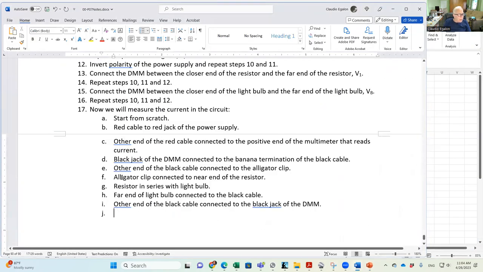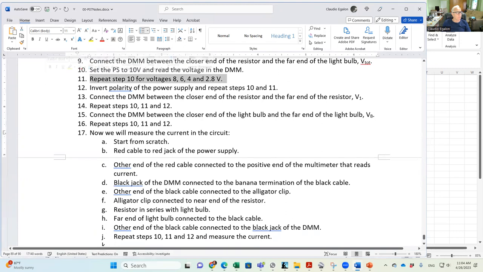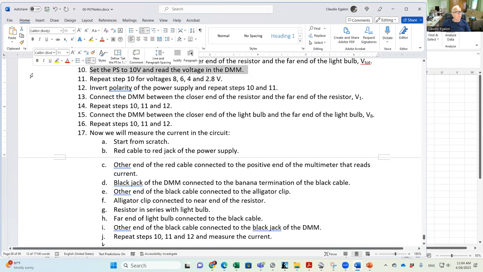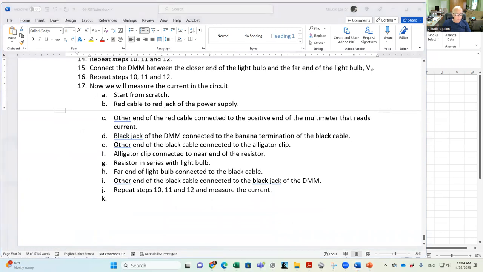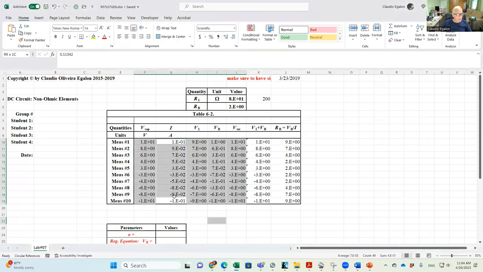Now what you have to do, repeat steps 10, 11, and 12, and measure the current. You're going to adjust the voltages again, and then I'm going to invert the polarity, right? First, you're going to set the power supply to 10 volts. Change the voltage from 8 to 2.8, invert the polarity. And that's what you end up having here. Those are the values of the electric currents. You did all your measurements now.